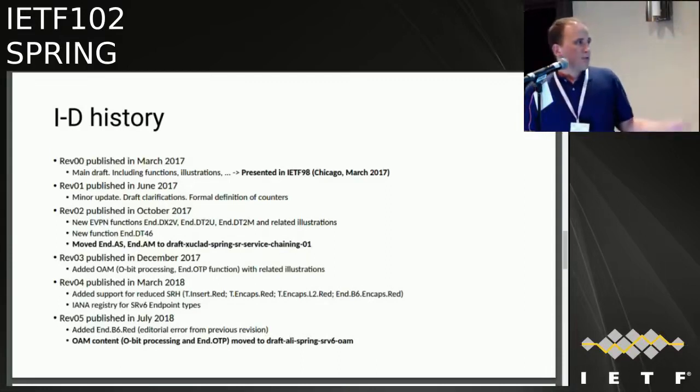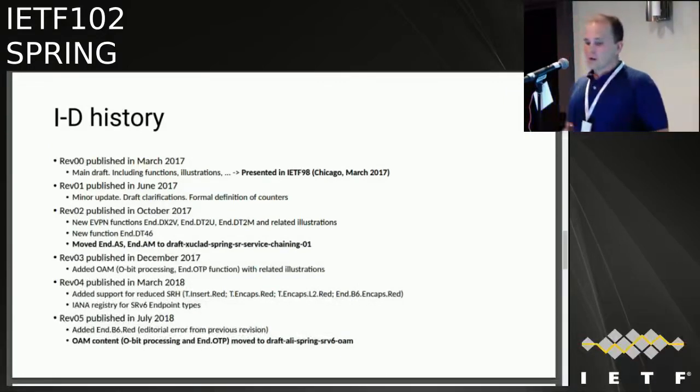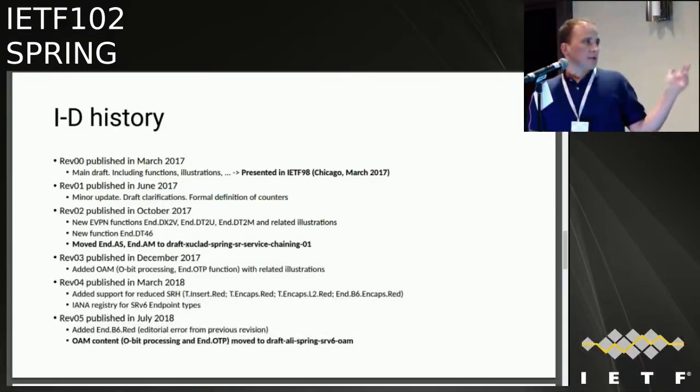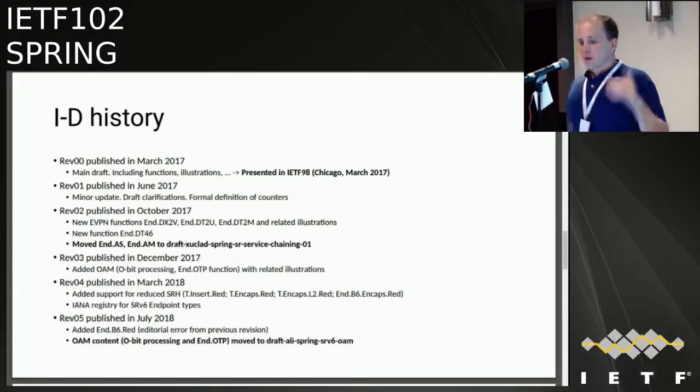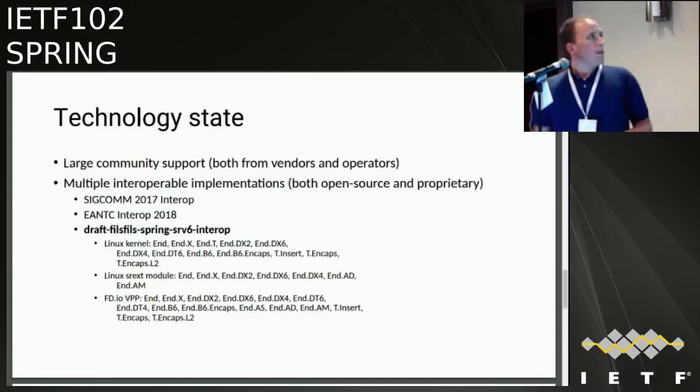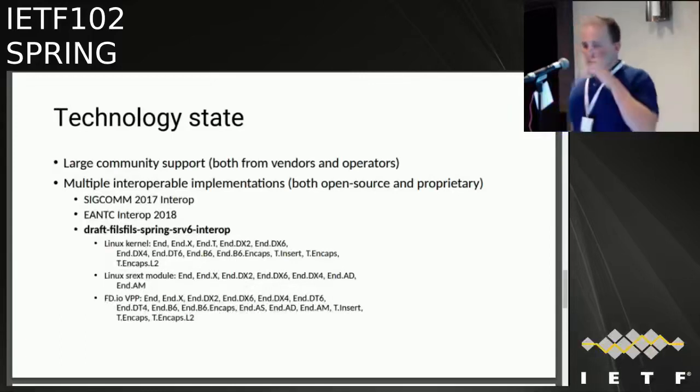Right before this IETF, we published the revision 5. It's just containing some text clarifications. It's including the End.DX6 reduced function that, due to an editorial error, was not added in revision 4. And we also moved away the OAM content, so the O-bit processing and the End.OTP function, into the SRv6 OAM draft.